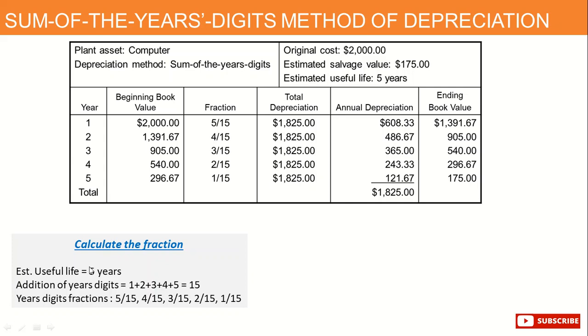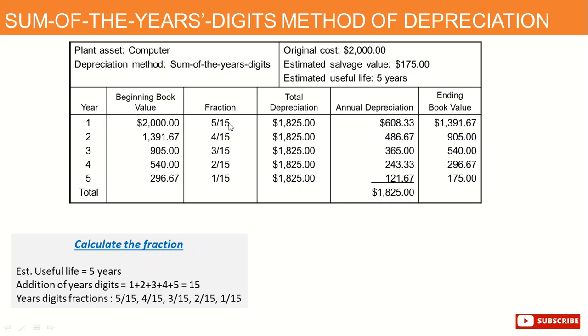So first we will add these 5 years, the addition of year digits. So it is called sum of the year digits. So what is the sum of the year digits? 1 plus 2 plus 3 plus 4 plus 5 is equal to 15. And what are the fractions? 5 over 15, 4 over 15, 3 over 15, 2 over 15, and 1 over 15. The largest fraction will be used for year 1, the next for year 2, then year 3, year 4, and so on.